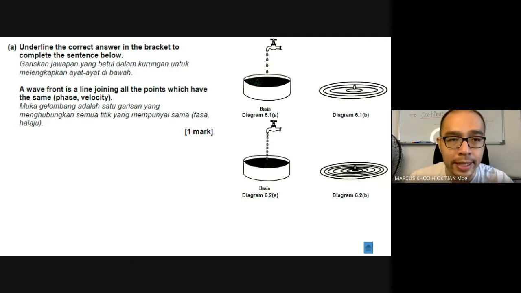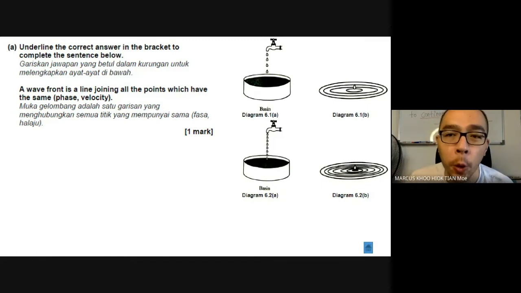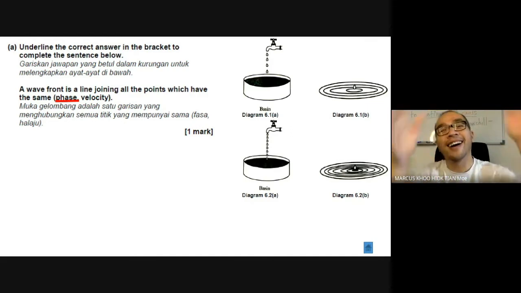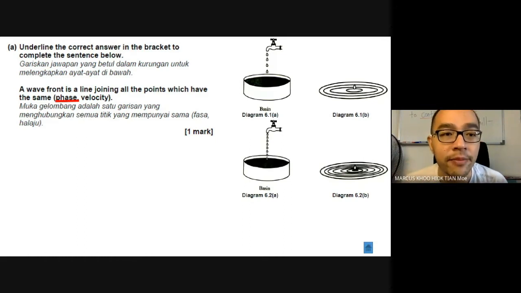A wavefront is a line joining all the points which have the same... Velocity? No, it's the same phase. Wavefront is same phase. Same phase means they move together. If it is not the same phase, one is going up, but the other one is going down. So like that, this is not the same phase, but if it is moving together, it is in phase. We call it in phase, same phase.